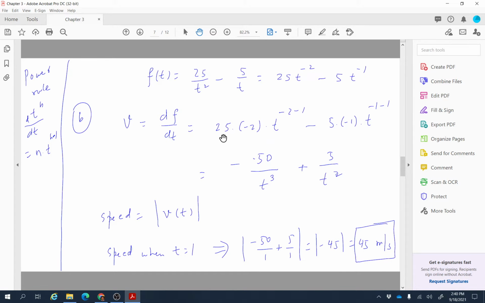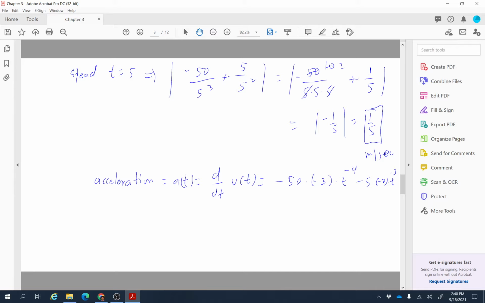I did exactly the way I did here. I just changed t to the power 3 as t to the power negative 3, and I used the power rule. I did the same thing for t squared. I bring the exponent to the top, and I wrote it t to the power negative 2, and I used the power rule. So this is the acceleration, which after simplification is 50 times 3 is 150, negative times negative is positive, divided by t to the power 4, negative times negative is positive, so plus 10 over t cubed.